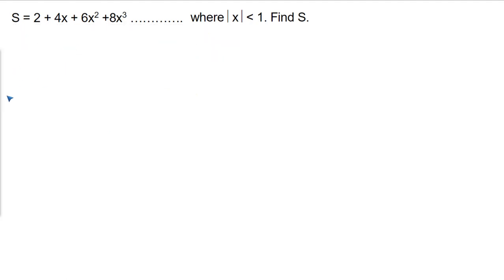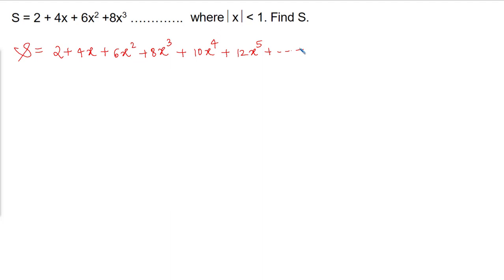Okay, so over here the value of s is equal to how much? 2 plus 4x plus 6x square plus 8x cube. Okay everyone, the next term is going to be what? The next term is going to be 10 into x to the power 4. After that, the next term is going to be 12 into x to the power 5, plus so on. Now we need to find the value of s, and our options are in terms of x.